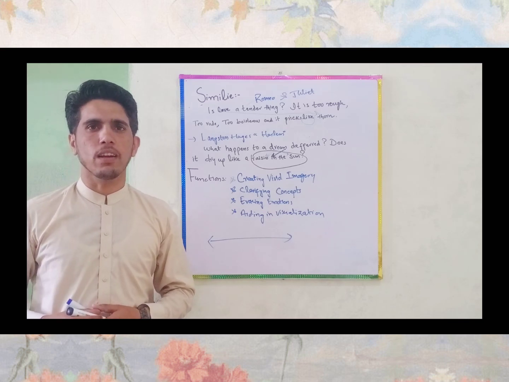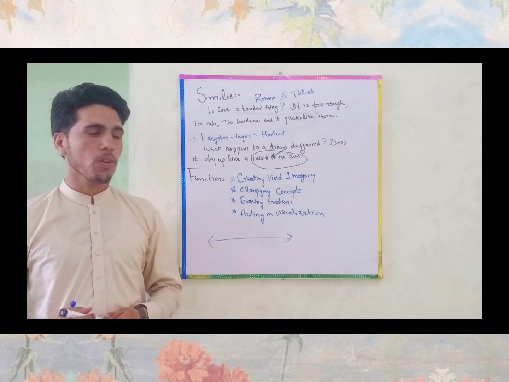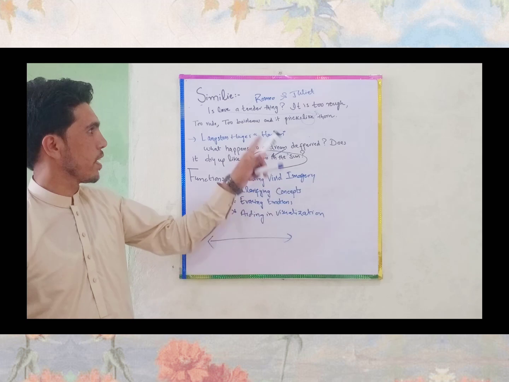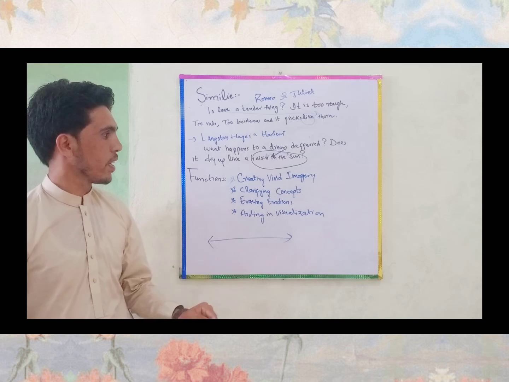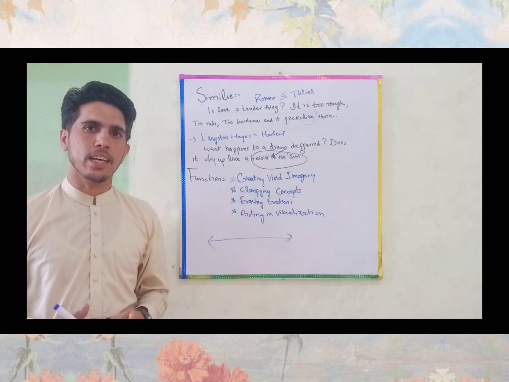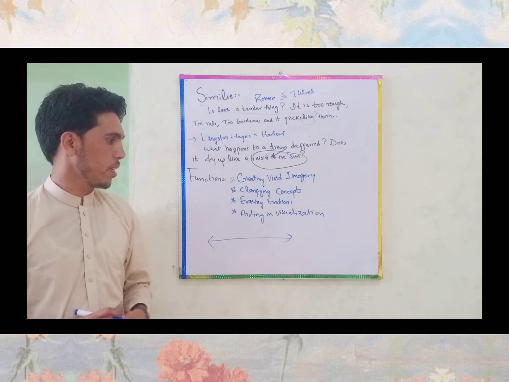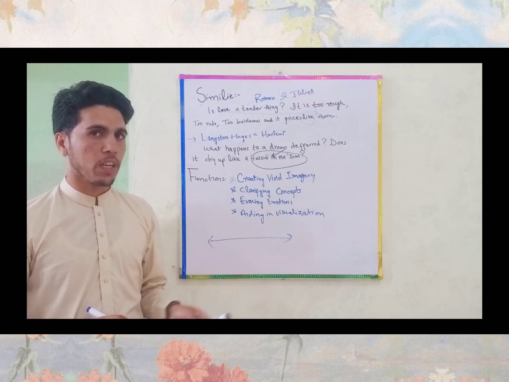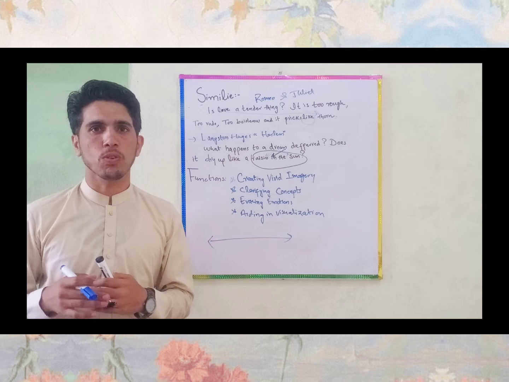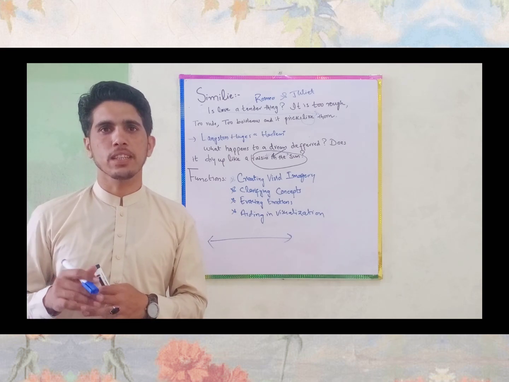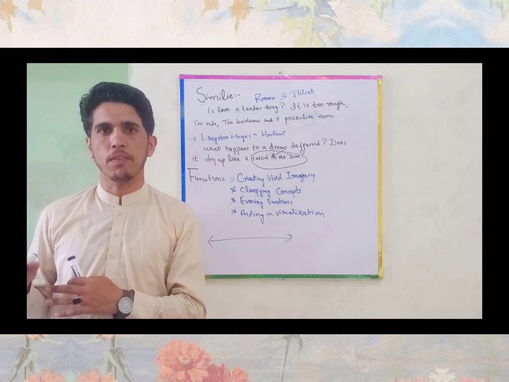Now we are looking at the last portion of our video. What are the functions that simile performs in literary works? Simile creates vivid images, like love is like a thorn, or a dream deferred is like a raisin in the sun. It clarifies the concept. It evokes emotions and ideas in the reader. It aids in visualization. So we can say that simile is a visual aid. With the help of simile, writers create vivid images. It portrays different objects in the form of images.